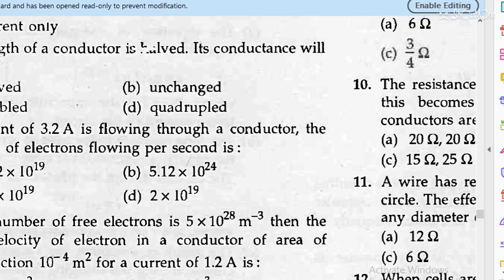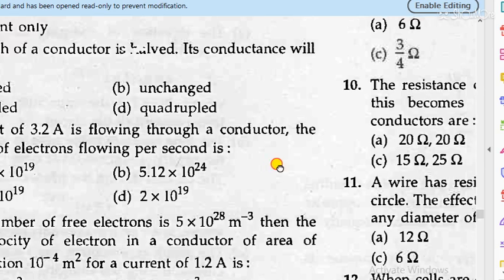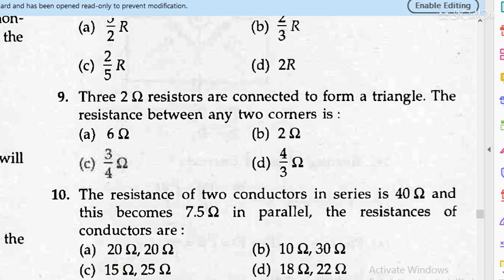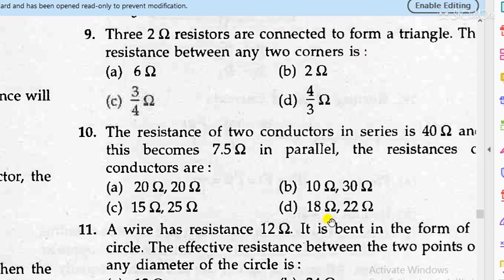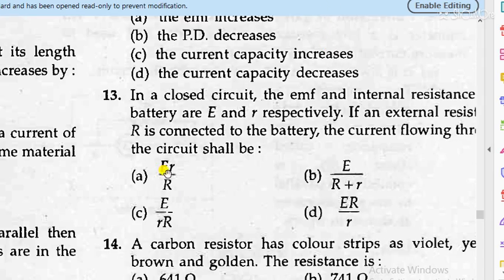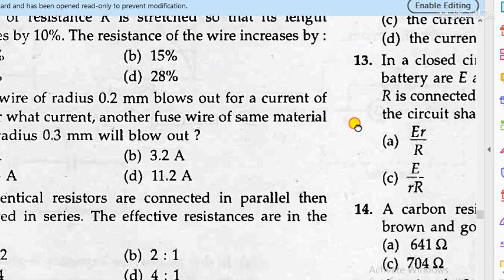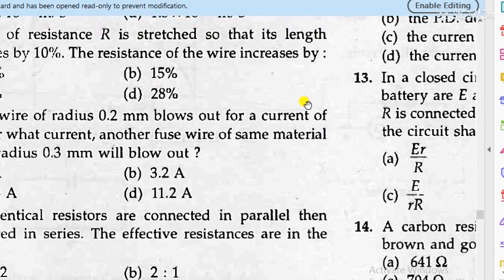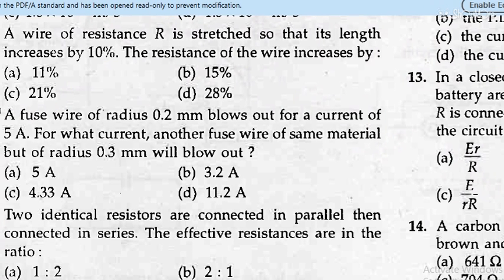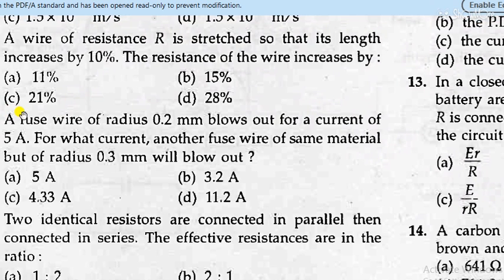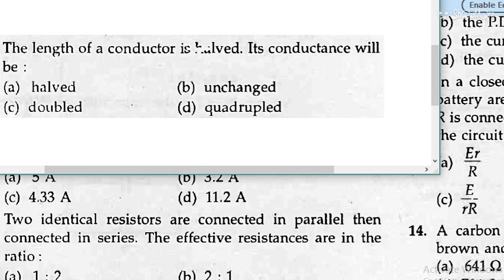So let me see one more question if possible. Okay students, you can check this question also. The wire of resistance R is stretched so that its length increased by. Okay, let me solve this question.